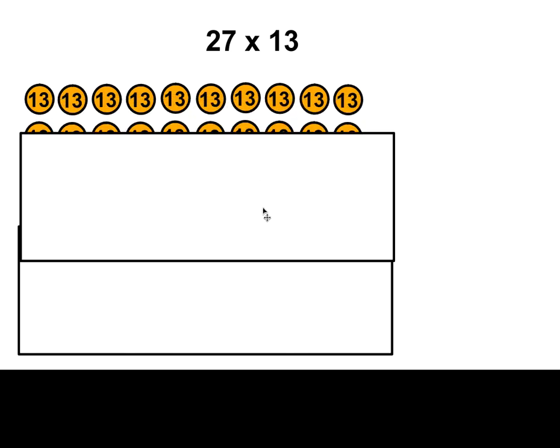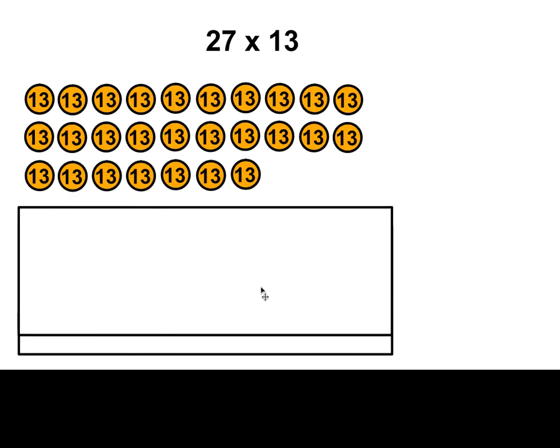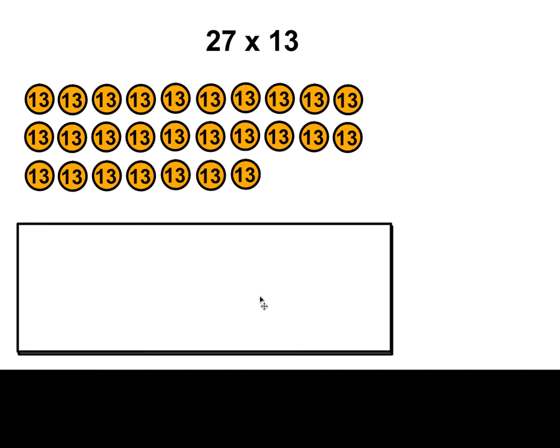13 repeated 27 times. And if you repeat 13 27 times, the part that you can do in your head is 13 times 20. And think about that with me. 13 times 20 is just like 13 times 2, except 10 times bigger. 13 times 2 is 26. 13 times 20 is 260.